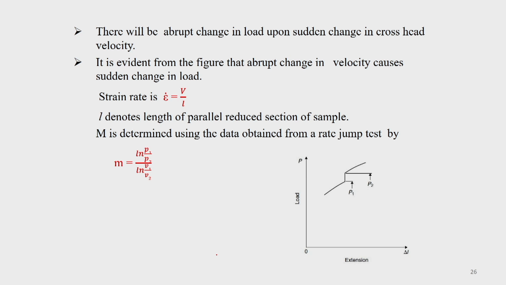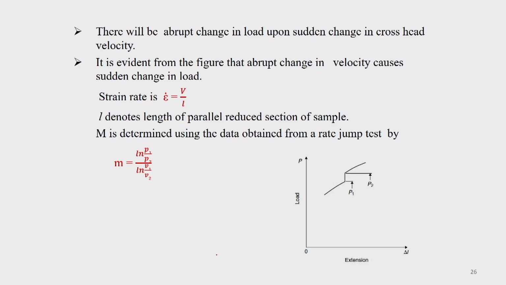So, strain rate epsilon dot is equal to V by L, where V is the velocity of the material, a constant velocity, or maybe velocity depending upon your workpiece material, and L is the length of the parallel reduced section of the sample. By that relationship we can get this strain rate.